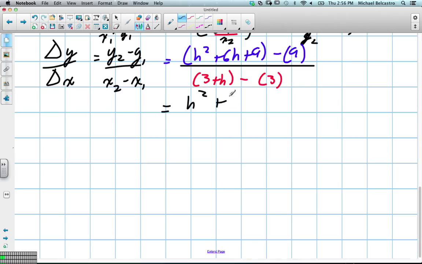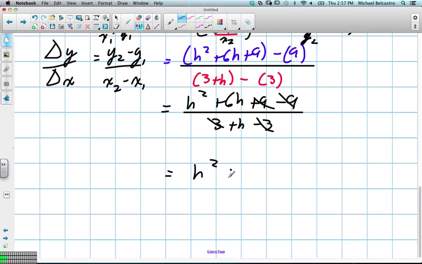We have h squared plus 6h plus 9 minus 9. So you know those 9s are going to cancel out quickly, and we have 3 plus h minus 3. Our 3s will cancel out. So these things all go away, and we're left with h squared plus 6h over the value of h. I'm going to common factor h out on top, so we have h plus 6.